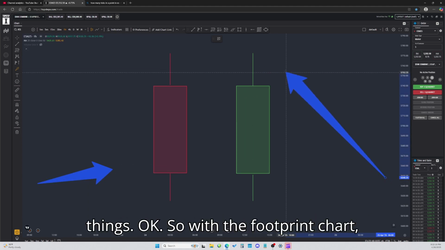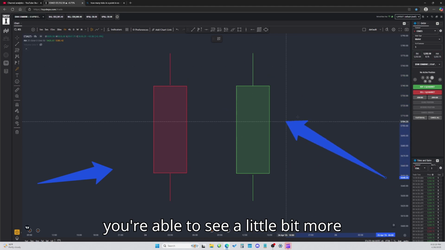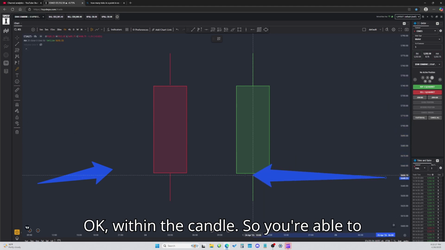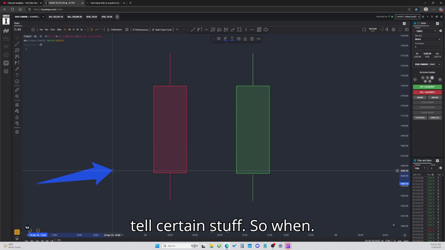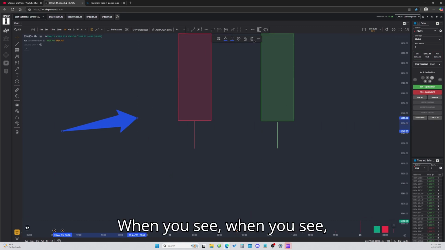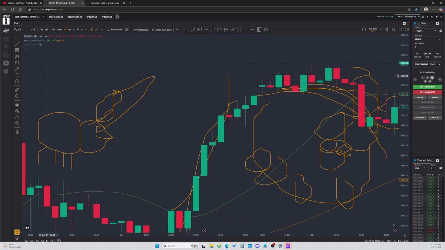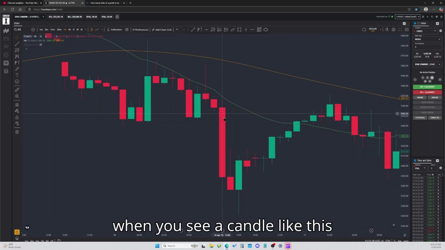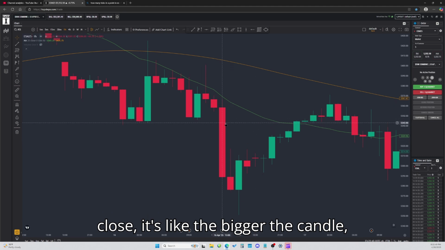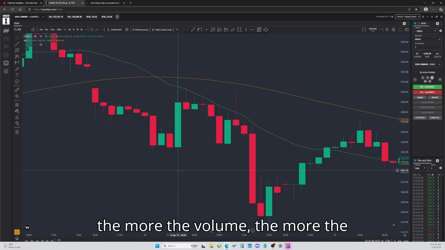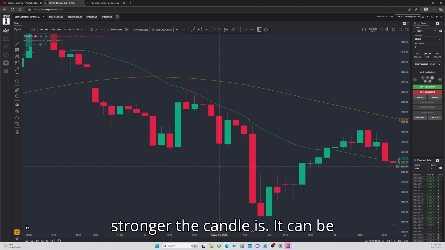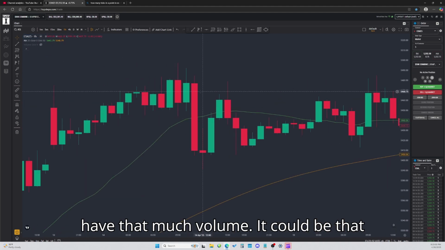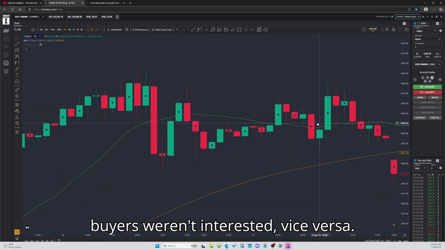Okay. So with the footprint chart, you're able to see a little bit more what's in each price line, okay, within the candle. So you're able to tell certain stuff. So when you see a candle like this close, the bigger the candle, the more the volume, the stronger the candle is. It can be that the candle is big, but it might not have that much volume. It could be that the sellers weren't interested or the buyers weren't interested, vice versa.